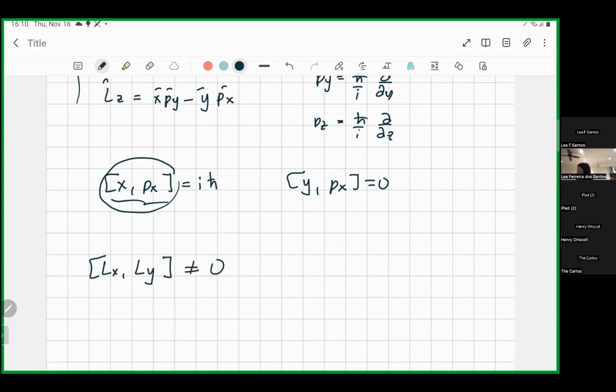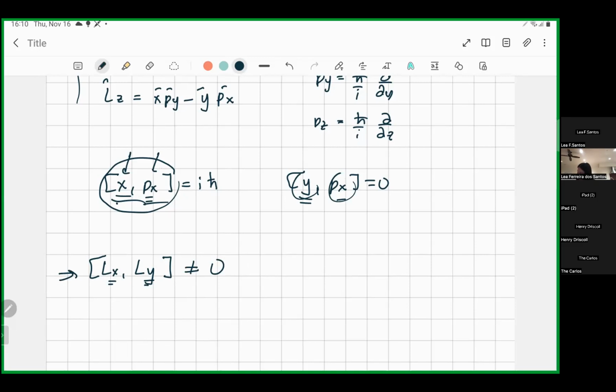Okay, so maybe I was not very clear now. Let me try to explain. Position and momentum do not commute if they are in the same direction. If they are in different directions, yes, they commute, they are not aware of each other. But angular momentum in the different directions, x, y, z, they do not commute.